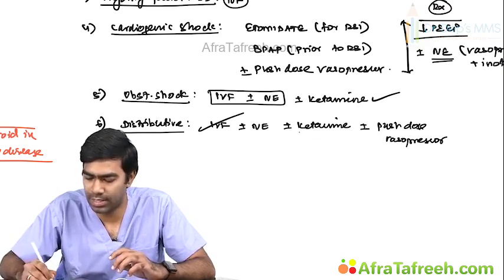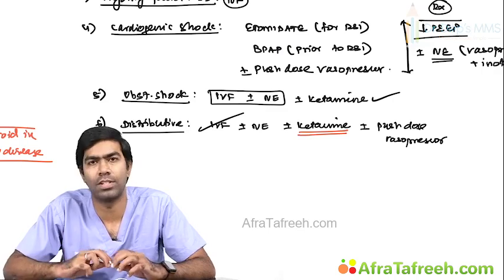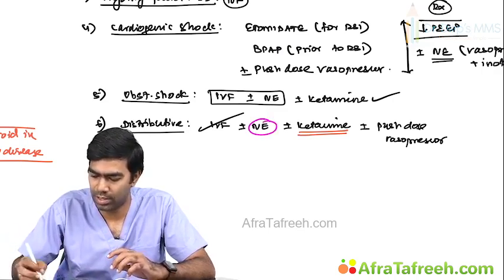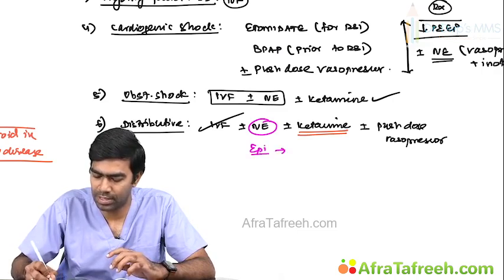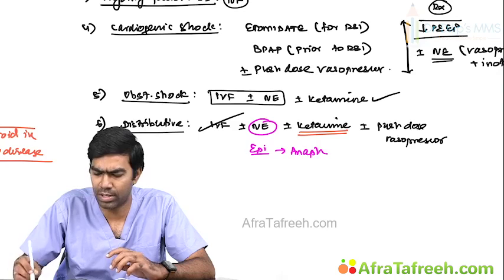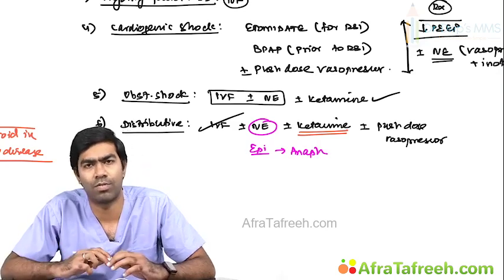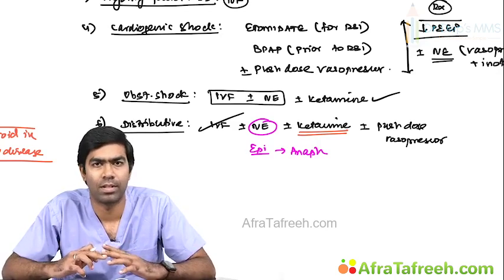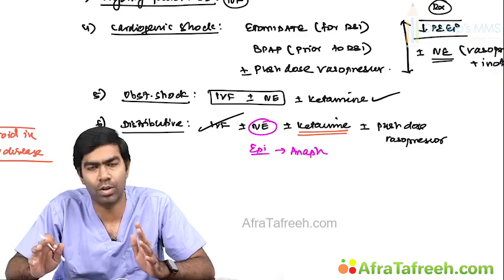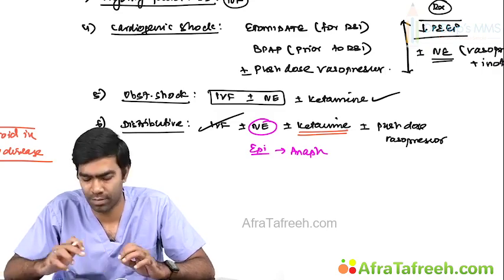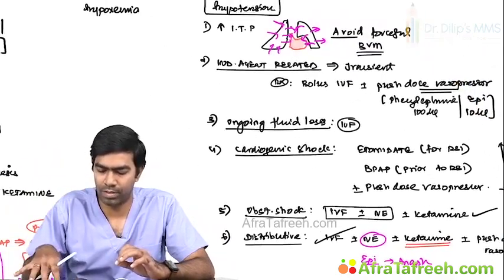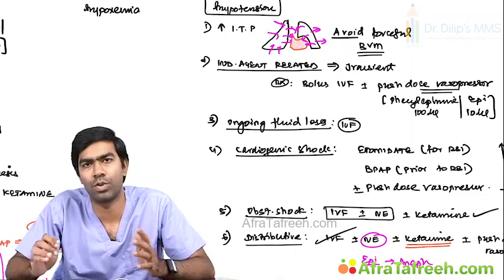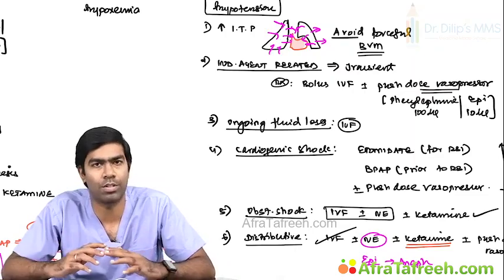Remember, again, ketamine is the choice for patients with distributive shock. But remember, instead of norepinephrine, you can consider epinephrine if the patient is having anaphylactic shock. This is a no-brainer. These are small concepts but very powerful ones. Anaphylaxis means epinephrine only. For all the other purposes of distributive shock, you are going to prefer norepinephrine only. Fine. So these are the various optimization strategies in a patient who is going to go for post-intubation hypotension.